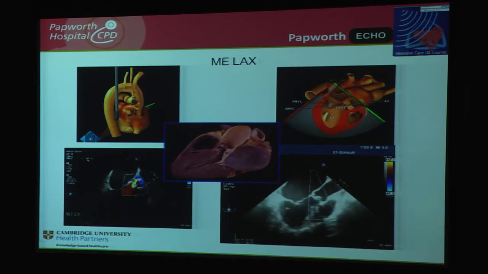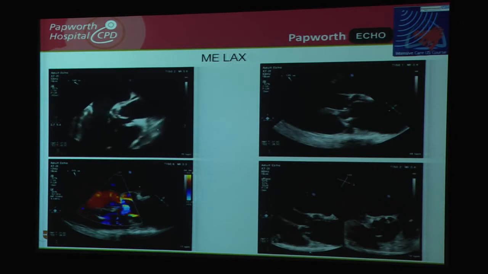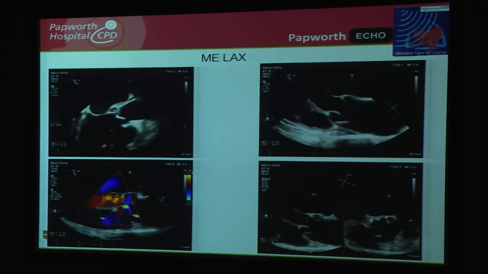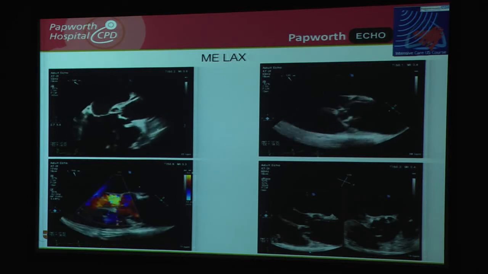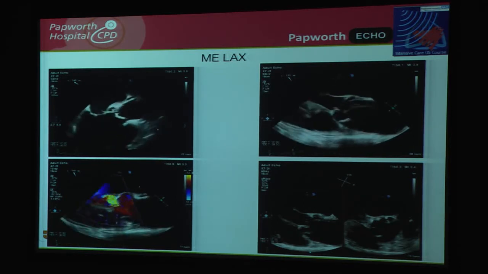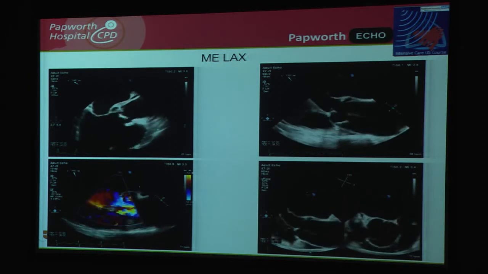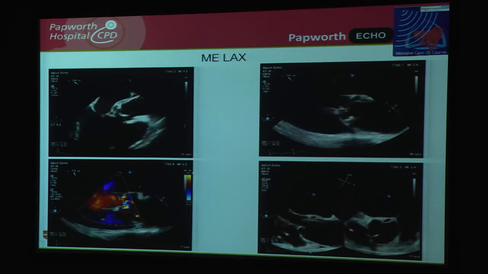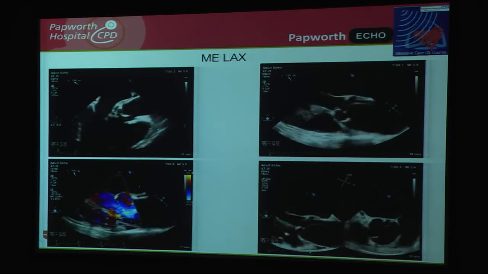Now, how do you determine whether it is the left or the non-coronary? What you do is you put in a multiplane angle, an X-plane at the level, and you will be able to make out what leaflet is what quite clearly. And you also use color flow Doppler at this level to ensure that there's no regurgitation. Okay.